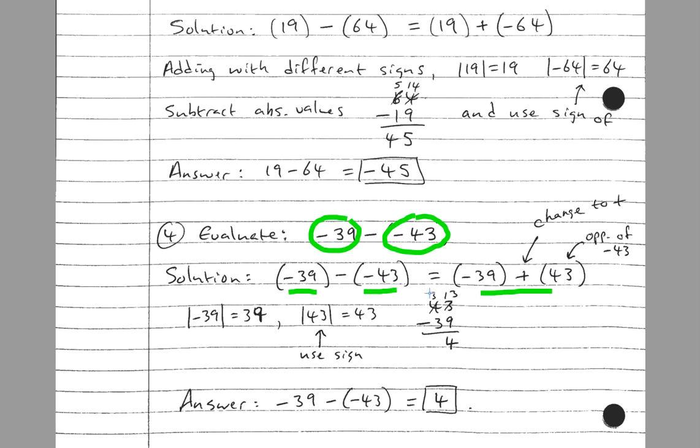We're back to adding signed numbers. We need the absolute values. The signs are different, so subtract the smaller absolute value from the larger, so it's 43 minus 39. Need to do some borrowing, but the answer is 4. And is the answer positive 4 or negative 4? Well, the number with the larger absolute value here is positive, so the answer is positive.